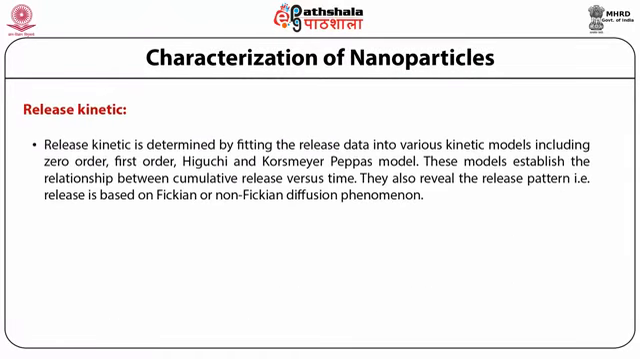Release kinetics. Release kinetics is determined by fitting the release data into various kinetic models, including zero order, first order, Higuchi, and Korsmeyer-Peppas model. These models establish the relationship between cumulative release versus time. They also reveal the release pattern, that is, whether release is based on Fickian or non-Fickian diffusion phenomena.